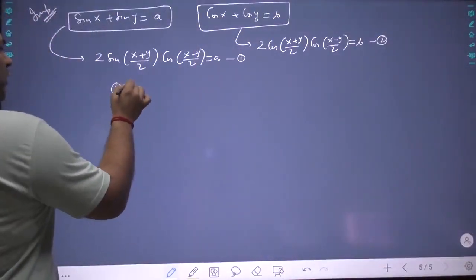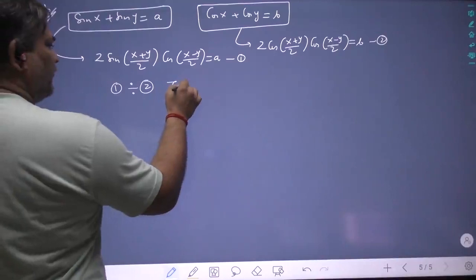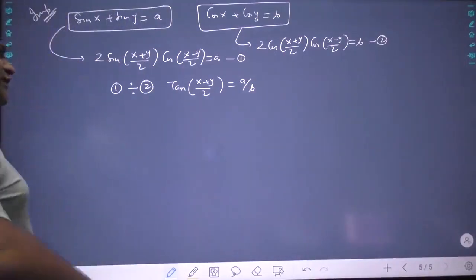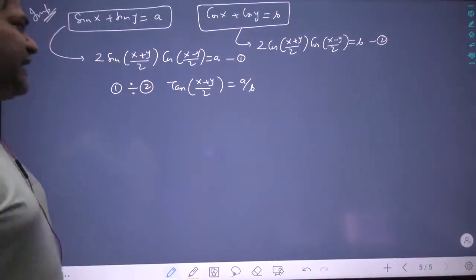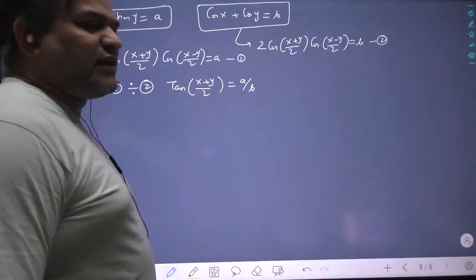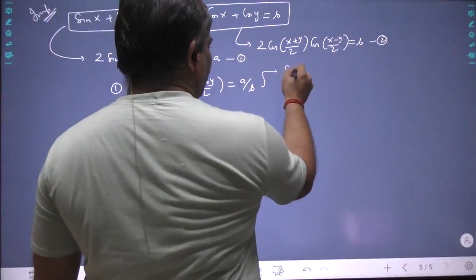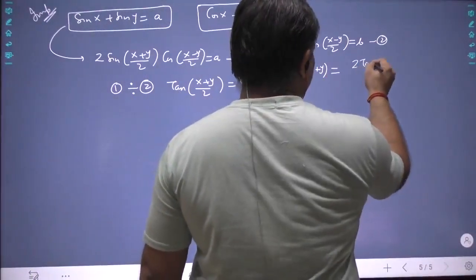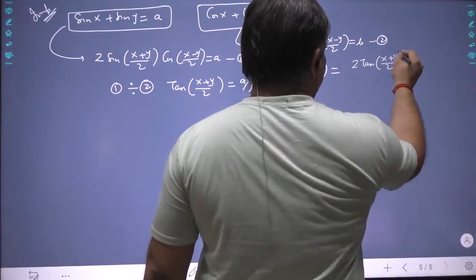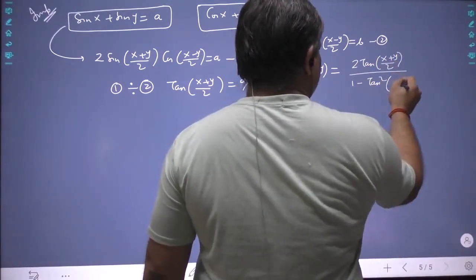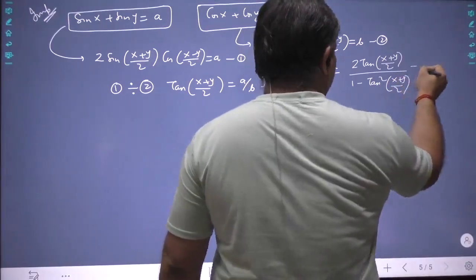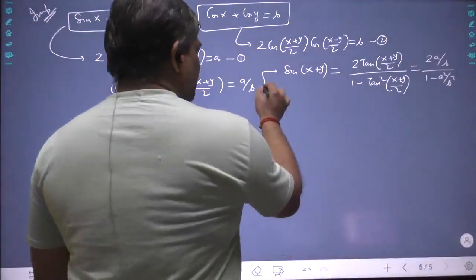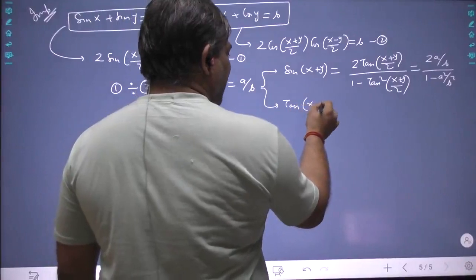If you divide 1 by 2, you get the value of tan (x plus y) by 2. That comes out to be A by B. What is the benefit of getting tan (x plus y) by 2? The benefit is now you can very easily find sin (x plus y). How? You break it into half angles. So it comes out to be 2 tan (x plus y) by 2 over 1 minus tan square (x plus y) by 2. So this comes out to be 2A by B over 1 minus A square by B square.